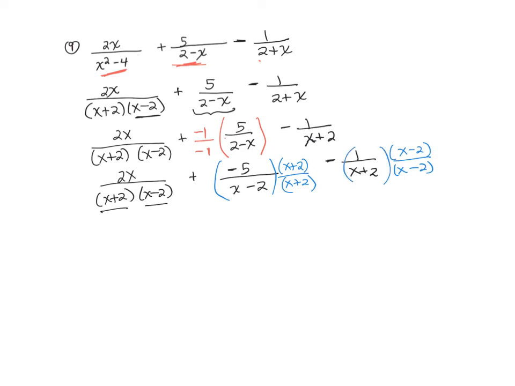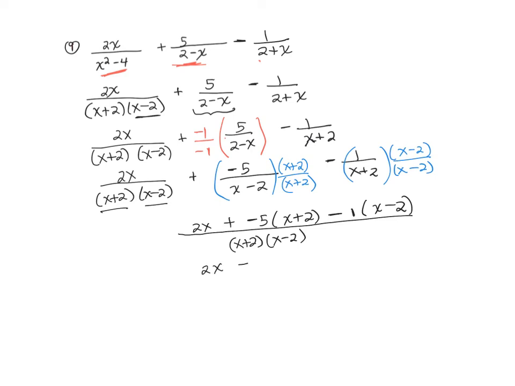So putting all the numerators together, and we'll do this all in one step. The common denominator is x plus 2 times x minus 2. So we get 2x plus negative 5 times x plus 2 minus 1 times x minus 2. Now let's combine the numerators. We get 2x minus 5x minus 10, if we distribute here, minus x plus 2. And the denominator is still factored. Notice I didn't touch the denominator.